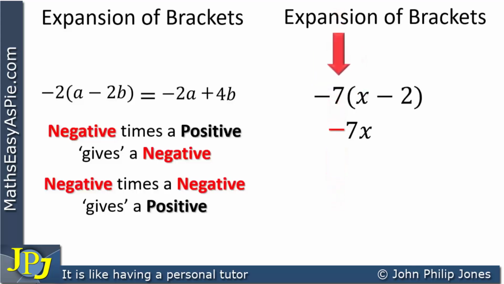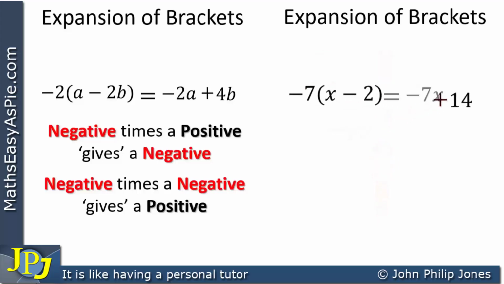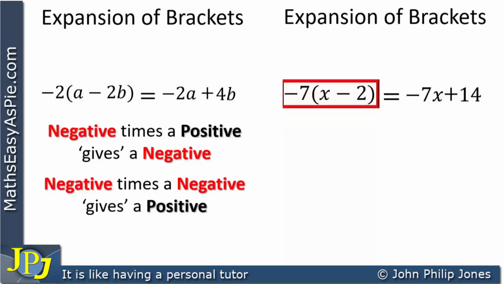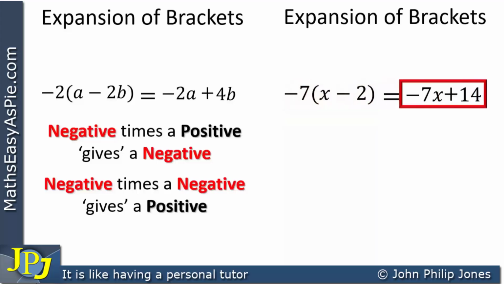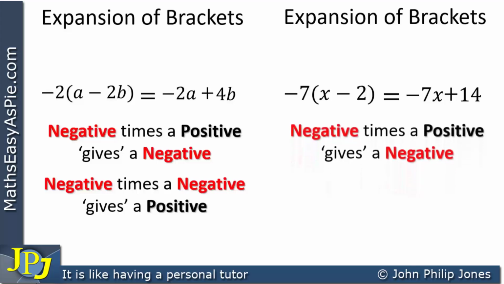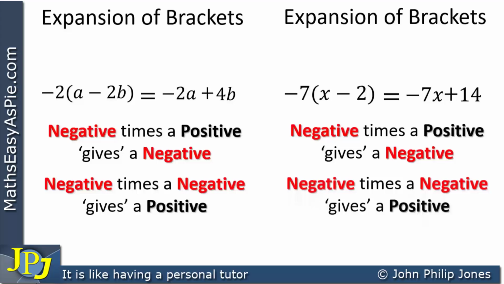We then go on to see that this 7 will multiply this 2 to give 14. We turn our attention now to this sign and this sign. They're both negative, and a negative times a negative will give a positive. So we can see that this expands to this here. And the example we've just looked at demonstrates that a negative times a positive gives a negative, and that a negative times a negative gives a positive.